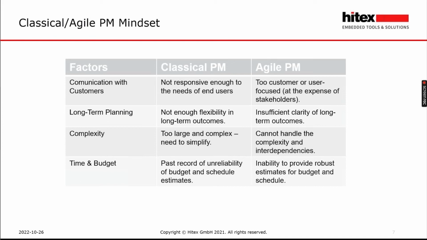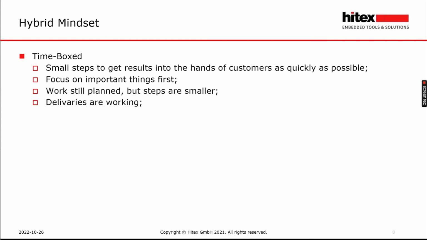And of course, time and budget, always a tricky point for project management. In classical project management, we always calculate our working time and budget based on past records. Sometimes these calculations are suitable for us, sometimes they are wrong. But with Agile project management, the situation becomes more difficult, because in Agile, especially in complex projects, it's really hard to make a robust estimation of your budget and schedule. In any case, both of these problems can be solved with the hybrid project management approach, and we will look at it in a few slides. So, hybrid mindset.